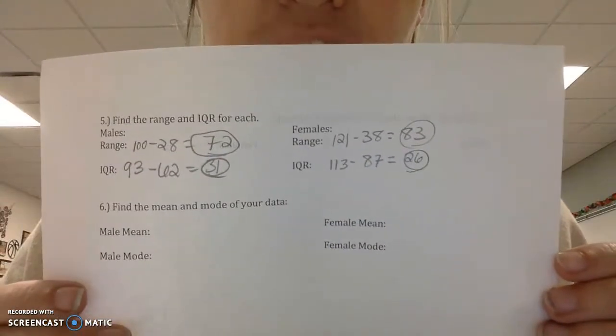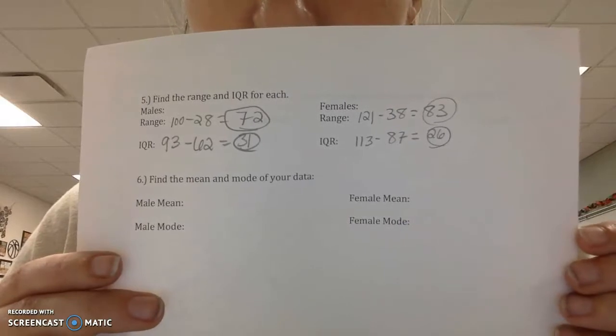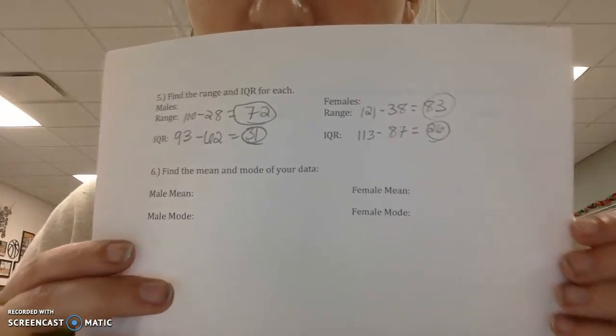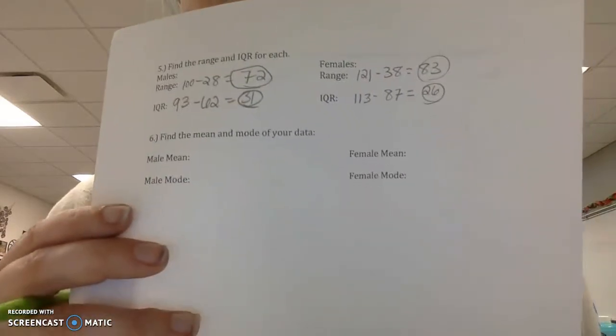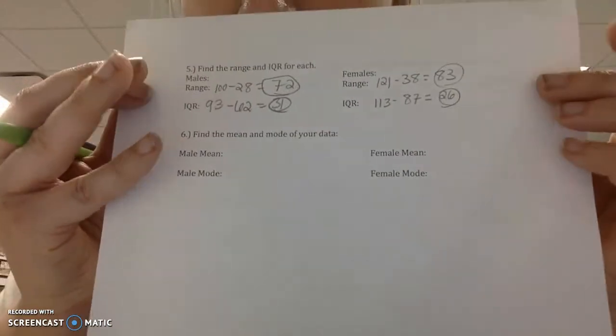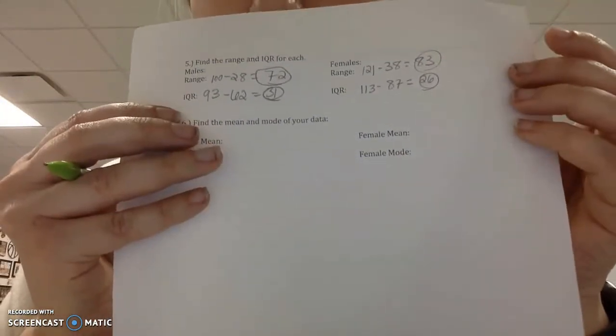So hopefully we have found that. For our female range, our maximum is 121 and our minimum is 38. So subtract those and our range is 83. For interquartile range, our upper quartile is 113 and our lower quartile is 87. So when you subtract those, you get 26. When you look at the range, the female data is definitely more spread out. But when you look at the interquartile range, the male data is more spread out.